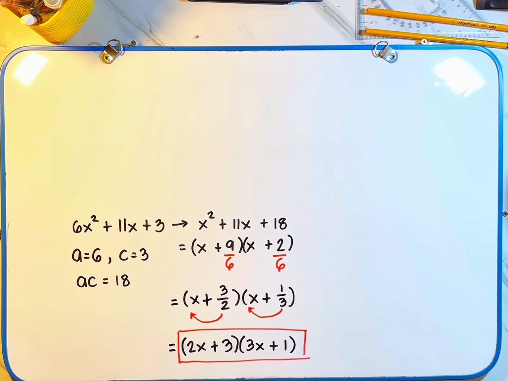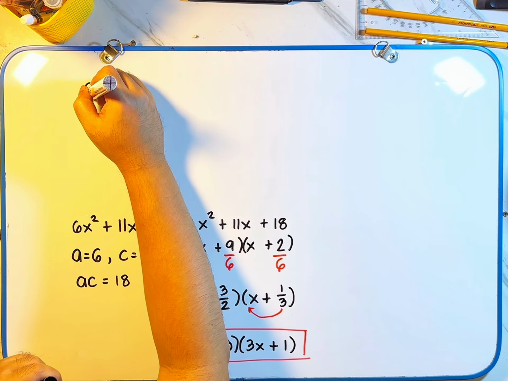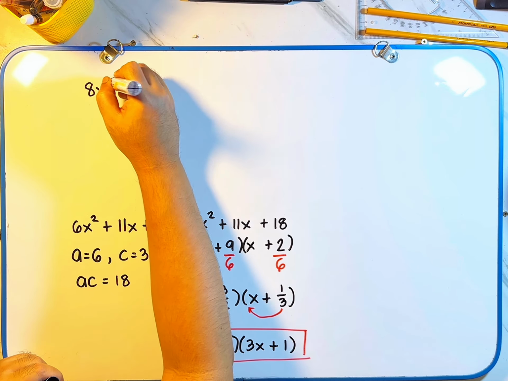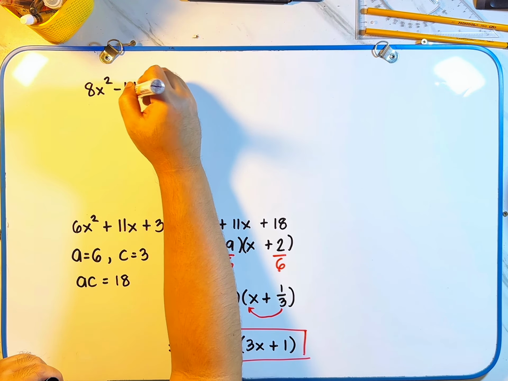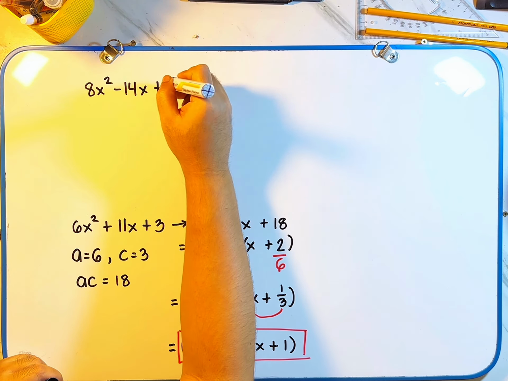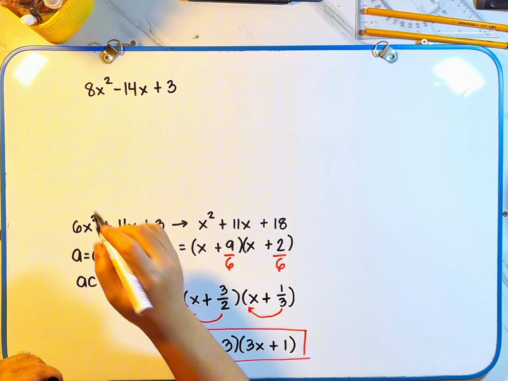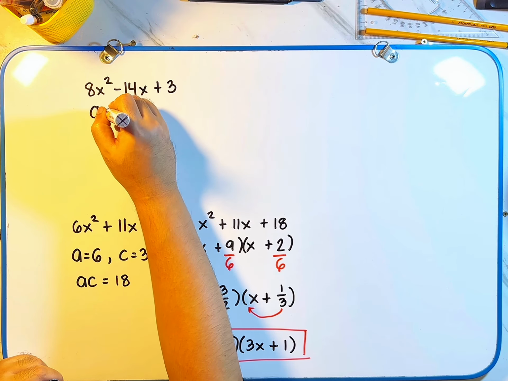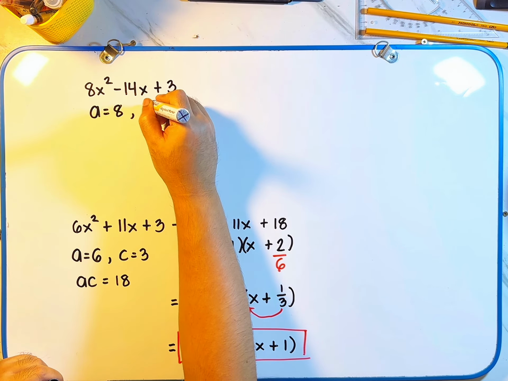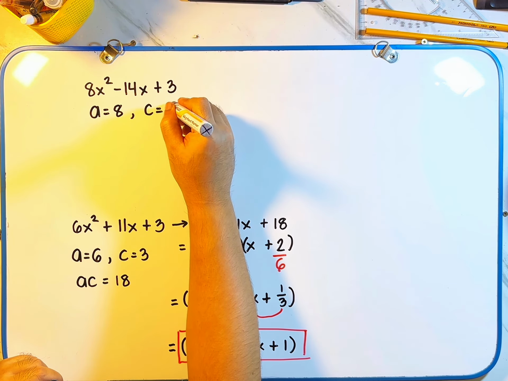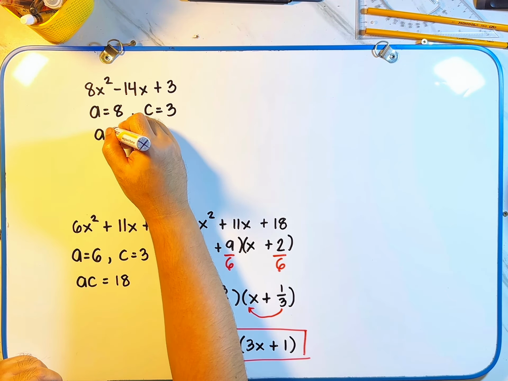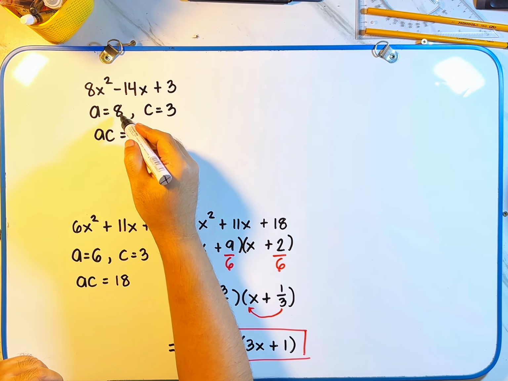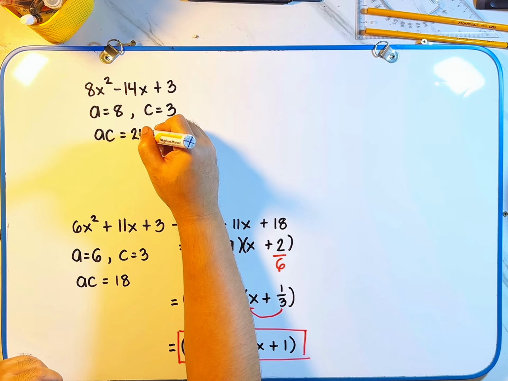Let us try one more. Let us factor 8x squared minus 14x plus 3. A, the leading coefficient is 8. So A is equal to 8, while the constant term is positive 3. The product A times C is equal to 8 times 3, that is 24.